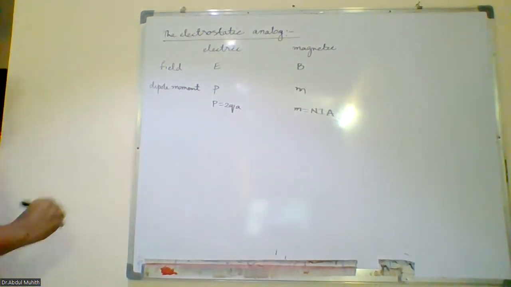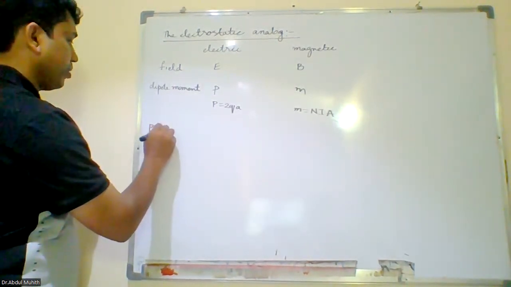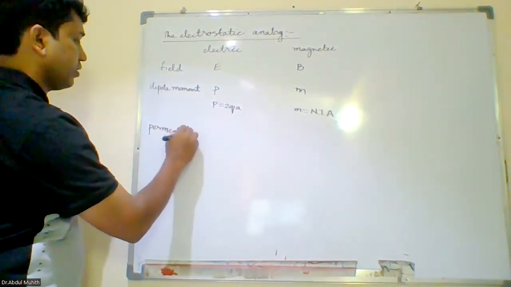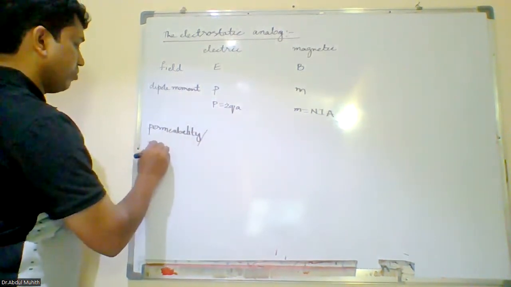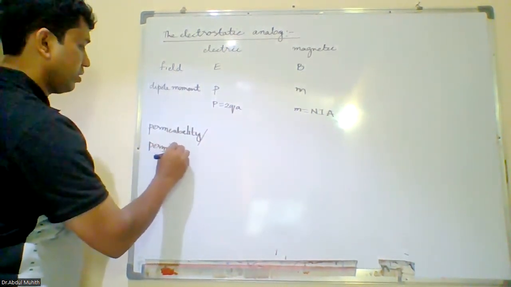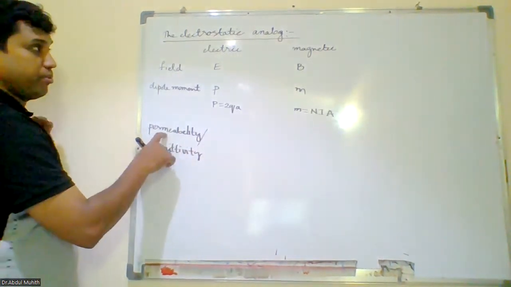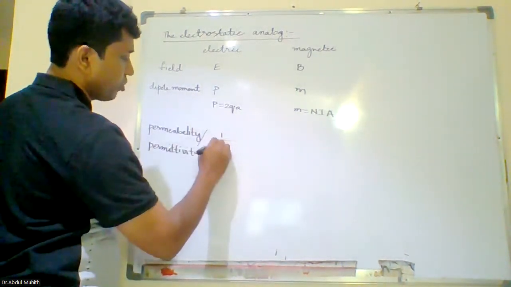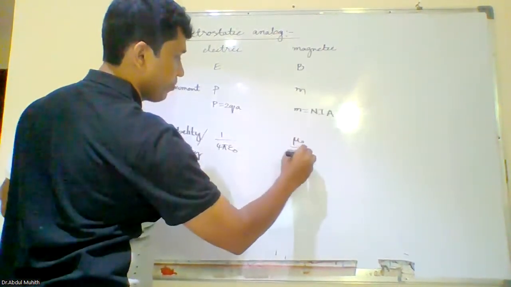Next one. Permeability or permittivity. Permittivity for electrostatics, permeability for magnetostatics. So here we write 1 by 4 pi epsilon 0. Here we write mu 0 by 4 pi.